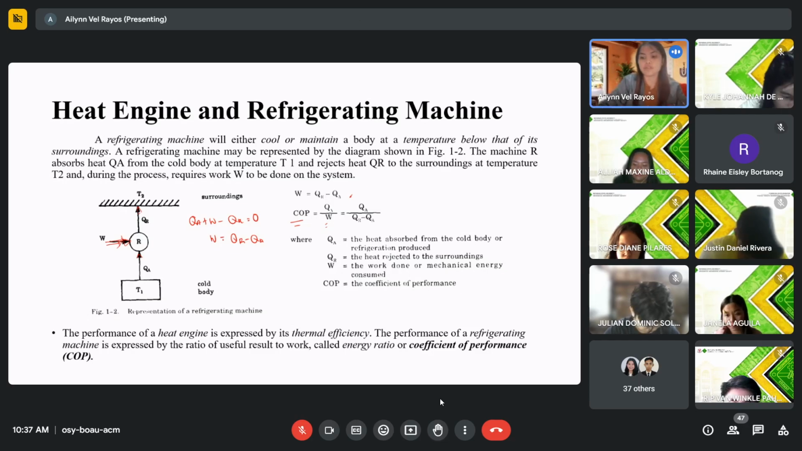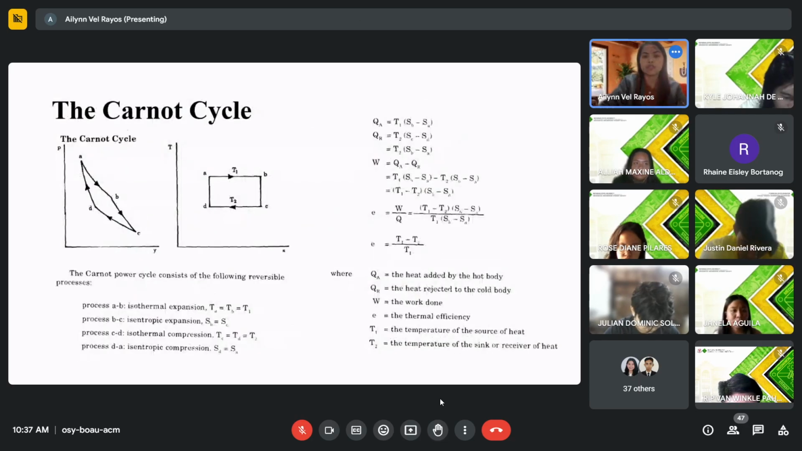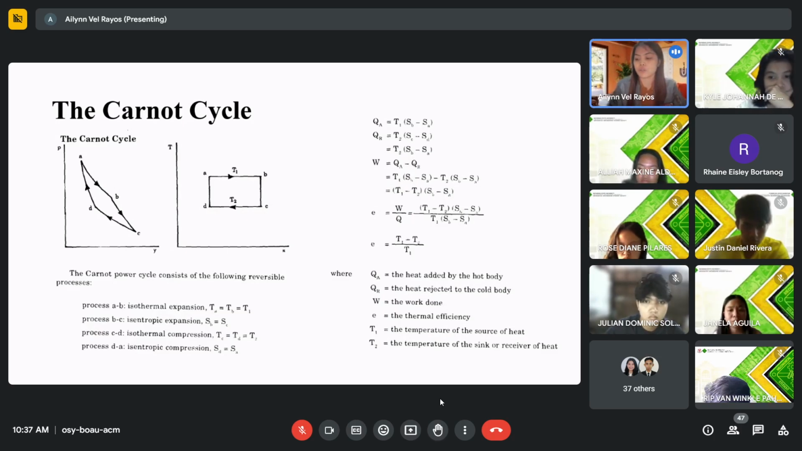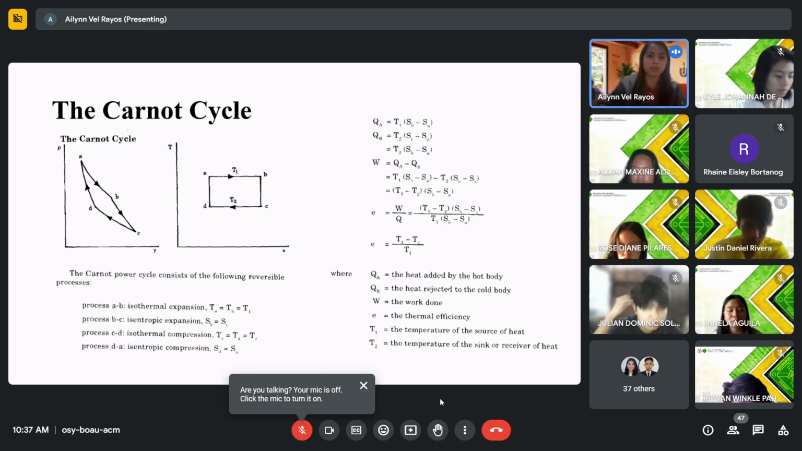Okay, so now let us move on to our next slide. So let us review the process in the Carnot cycle. The Carnot cycle is the ideal cycle. Okay. So all of the processes in Carnot are reversible.